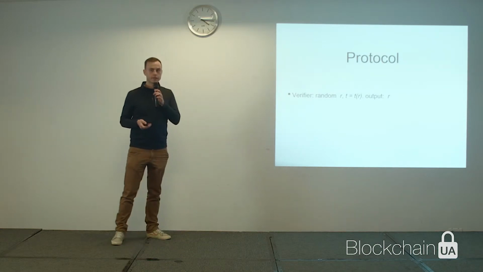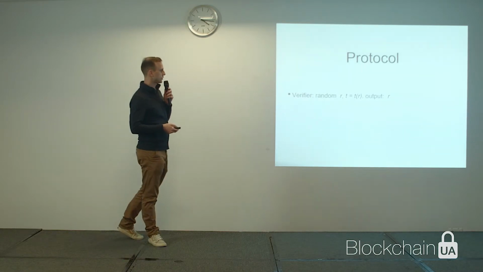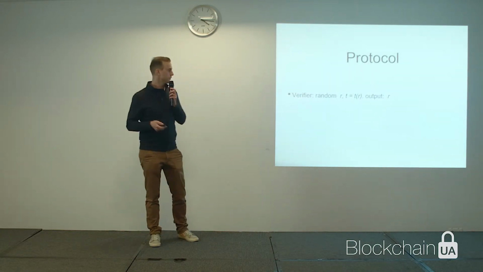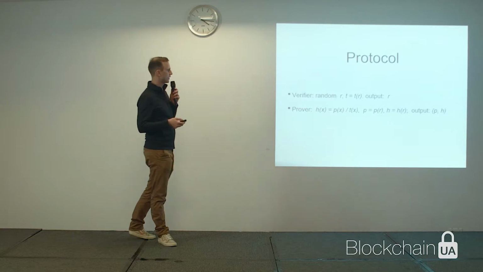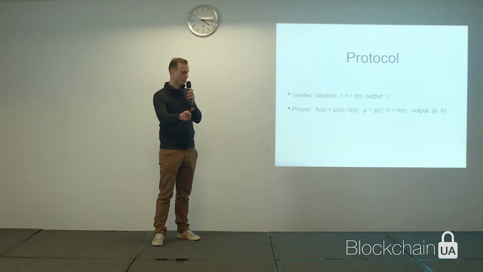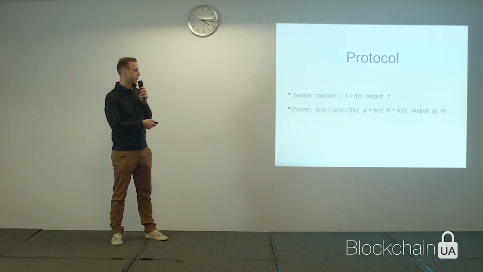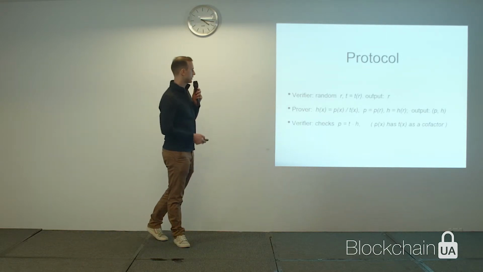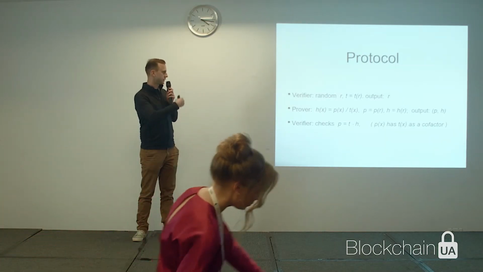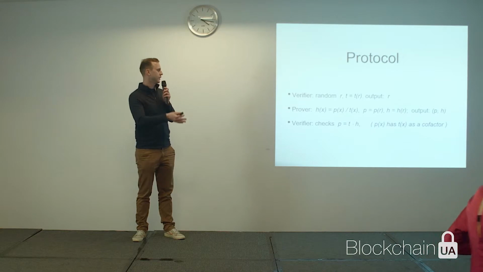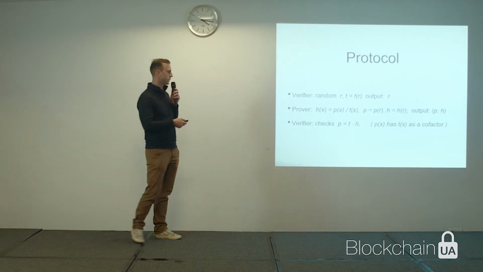So the verifier again randomly samples R and also evaluates his cofactor polynomial T locally, and outputs this R to the prover. The prover then calculates this other part of his polynomial, H, and he evaluates his polynomial and also polynomial H, and outputs the result. And the verifier basically checks that the evaluation of the prover's polynomial equals this cofactor polynomial multiplied by the other part.